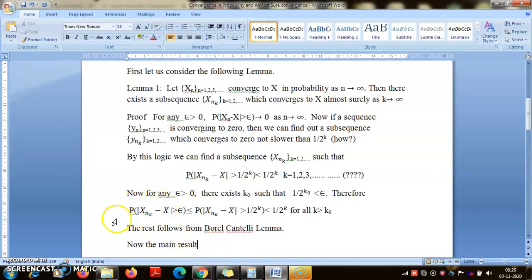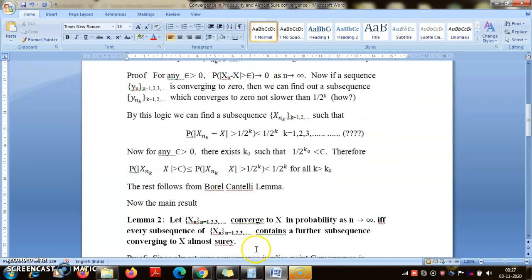So if I make a sum on k, 1 by 2 to the power k is a convergent series. Now by the Borel-Cantelli lemma, this is also summable for every epsilon. Therefore the probability of these events happening infinitely often is 0, and now you know that is the same as saying that x_nk minus x converges to 0 almost surely. So this is the main idea.